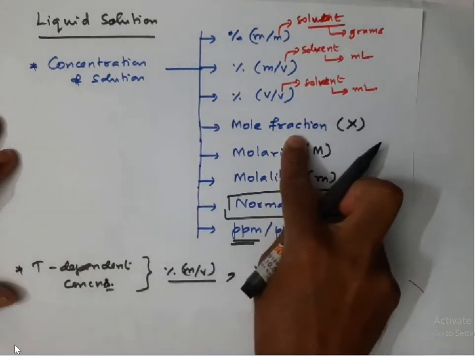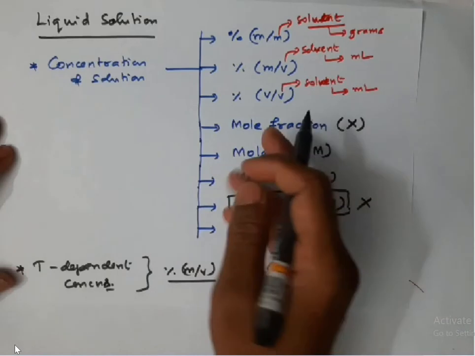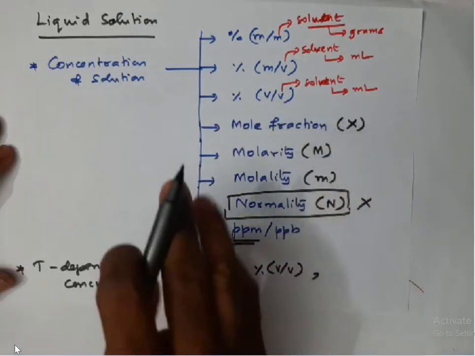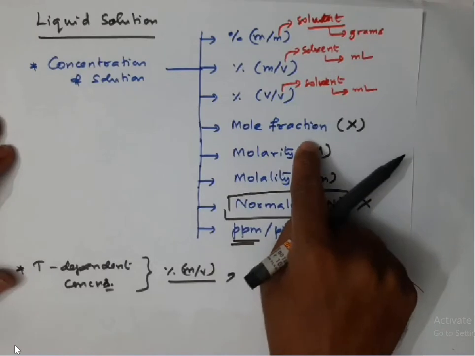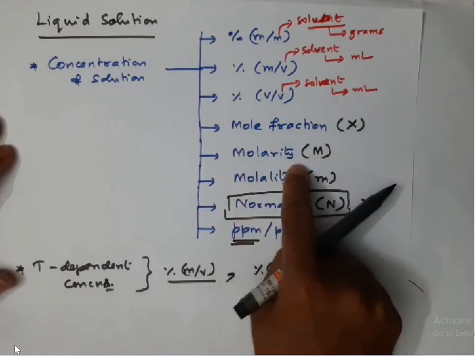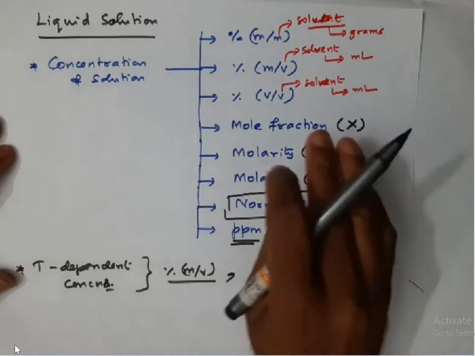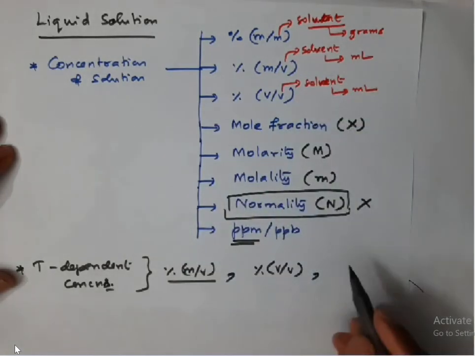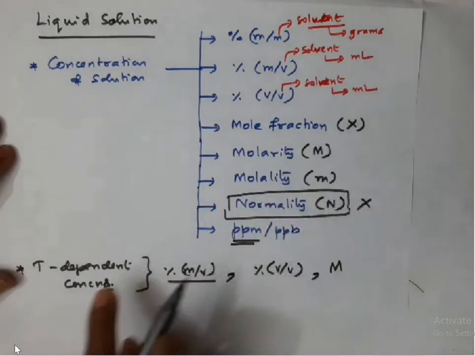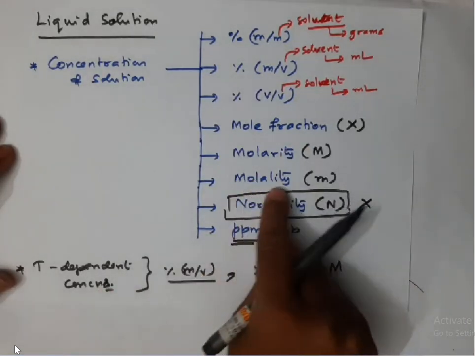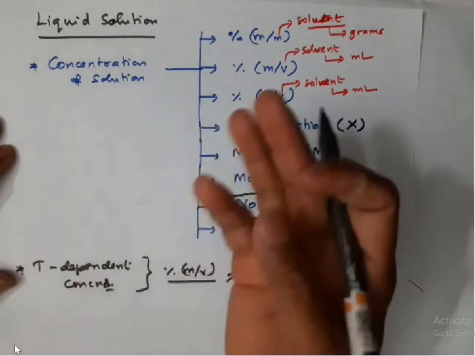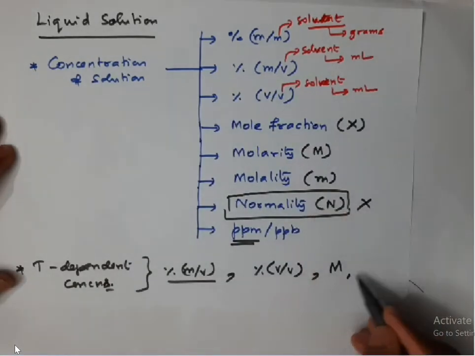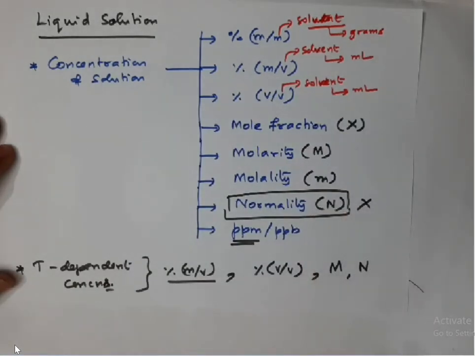In mole fraction, I am going to define mole fraction where you never encounter any volume term. There is no volume term in mole fraction, so mole fraction is temperature independent. Whereas molarity, I am going to define in terms of volume. Therefore, molarity is temperature dependent. Normality is temperature dependent. Okay, students, keep all these things in mind.